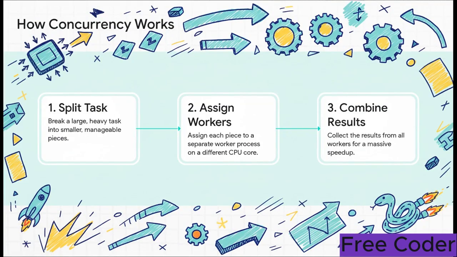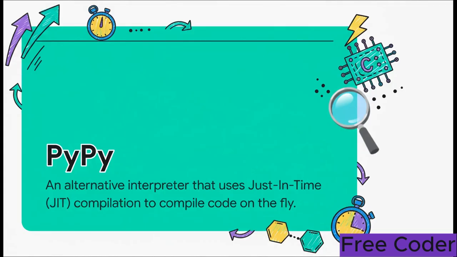And the process is actually pretty straightforward. You find a task that can be broken up, like processing a whole folder of images, you split the work, you farm it out to a bunch of different processes, and then you just collect the results at the end. The time savings can be just enormous, turning a job that might have taken minutes into one that takes just a few seconds.